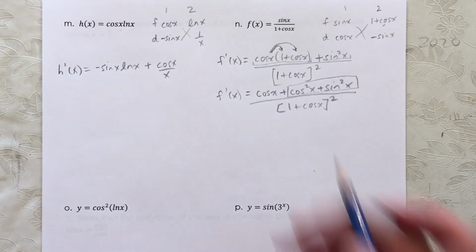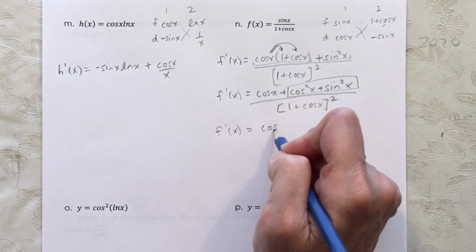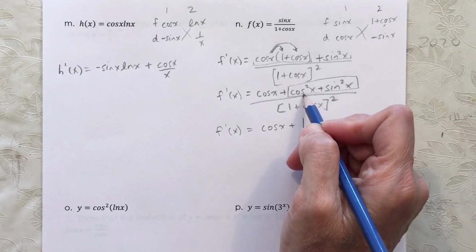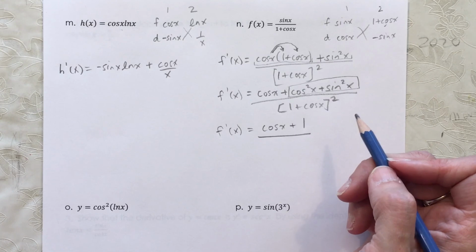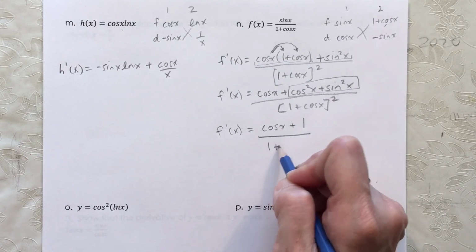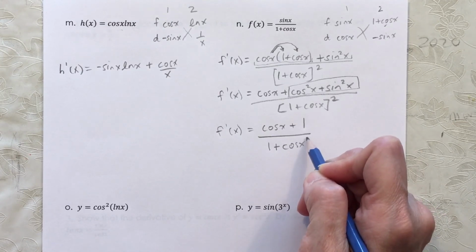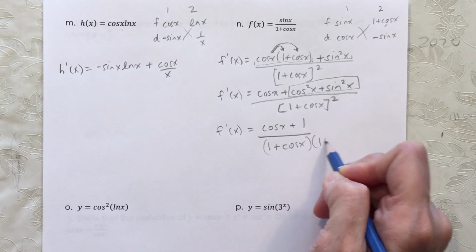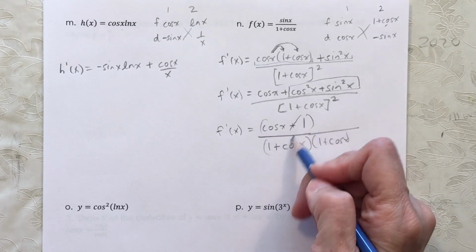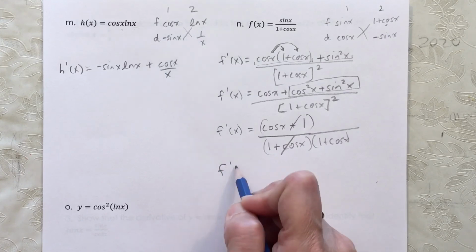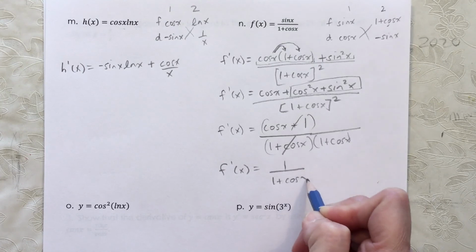and the most famous identity we know is that cos squared x plus sine squared x is 1. This derivative actually works out to be really cool. So the numerator ends up to be cos x plus 1, because cos squared x plus sine squared x is 1 by the most famous Pythagorean identity. And in the bottom you have 1 plus cos x squared, which means 1 plus cos x times 1 plus cos x. So this one in the top goes with one of the ones in the bottom, leaving you with the derivative to be 1 over 1 plus cos x.